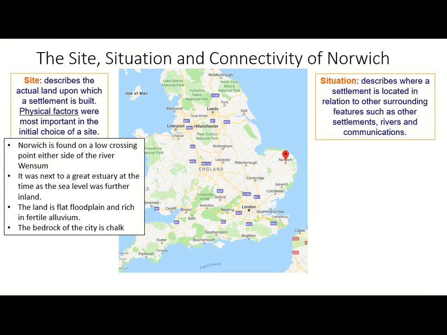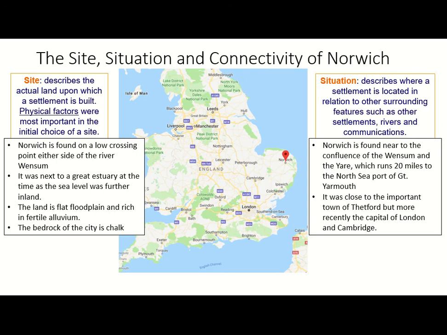Situation. Norwich's situation is where Norwich is in relation to the other features that surround it. Now those could be other cities or towns, but they could also be natural features like rivers or seas, for example. So Norwich is found on the River Wensum near the confluence of that and the Yare, and the River Yare runs out to Great Yarmouth, which gives Norwich very little distance to get to the North Sea and the port of Great Yarmouth, which is very important. It meant they could trade with the Netherlands and the rest of Europe.